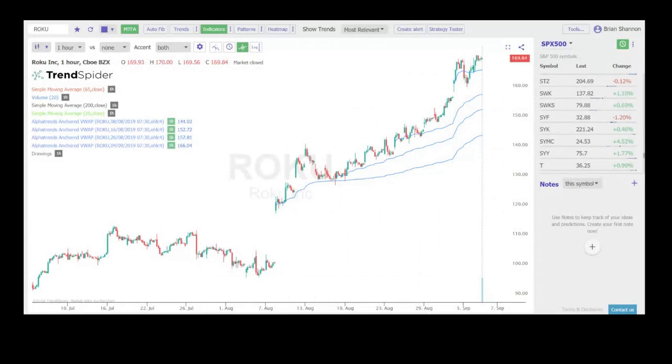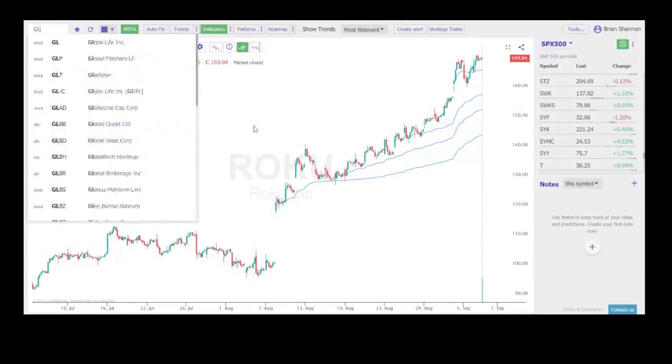How about gold for a swing trade then? Let's take a look at gold. Gold's undergoing some profit taking. I think we all know that.